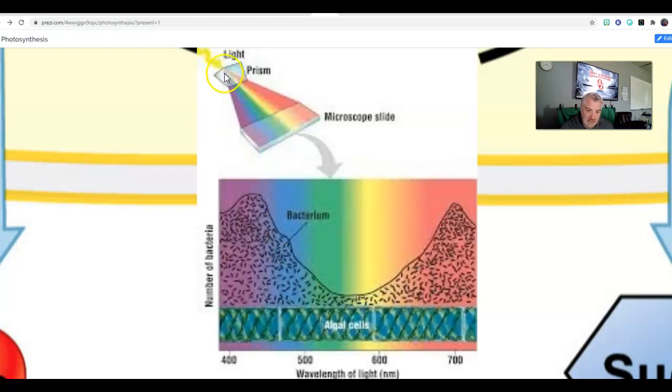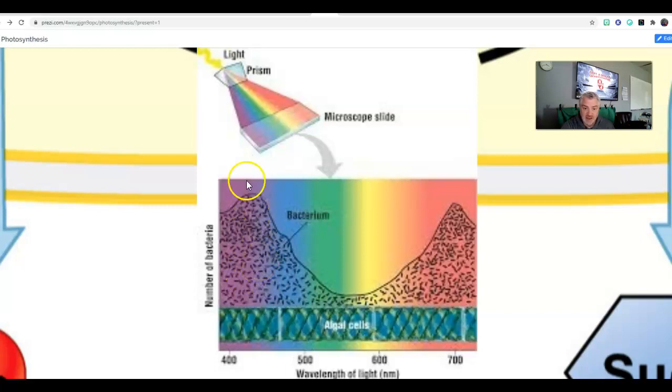So he passed this light through a prism, and he shone that onto this algae. What he noticed was the bacteria would accumulate more in that blue, indigo, violet, and in the red and the oranges over here, and yellow a little bit. Not a lot in that green. And what that showed was that those were areas where a lot of photosynthesis was taking place.